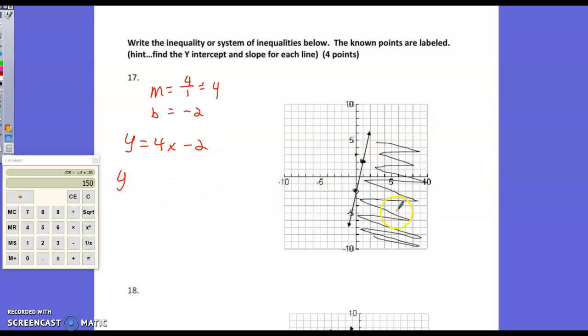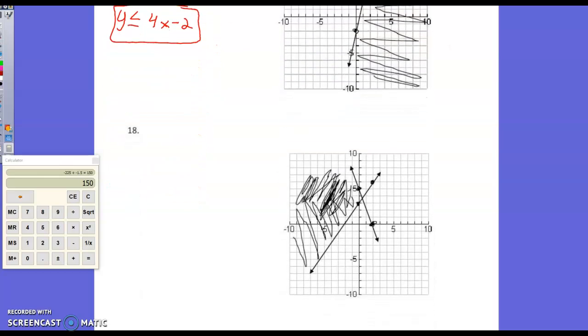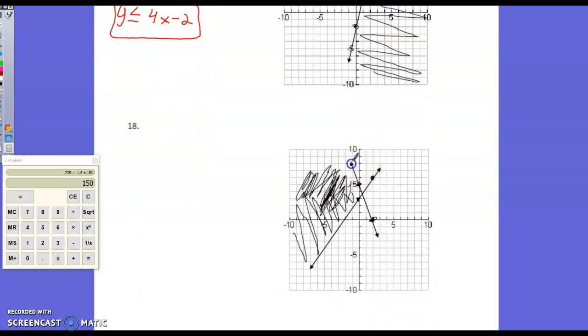And this is shaded below, and it is solid. So we would say that y is less than or equal to 4x minus 2. And that would be our answer. All right, the last one, we just do that twice now. Maybe this is our red line right here. I'm going to work on that one first.